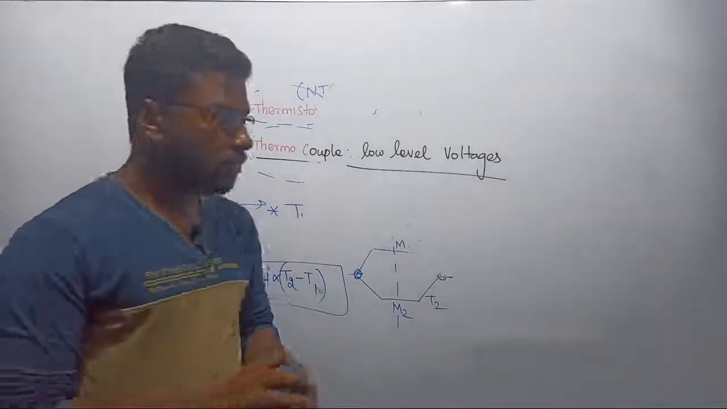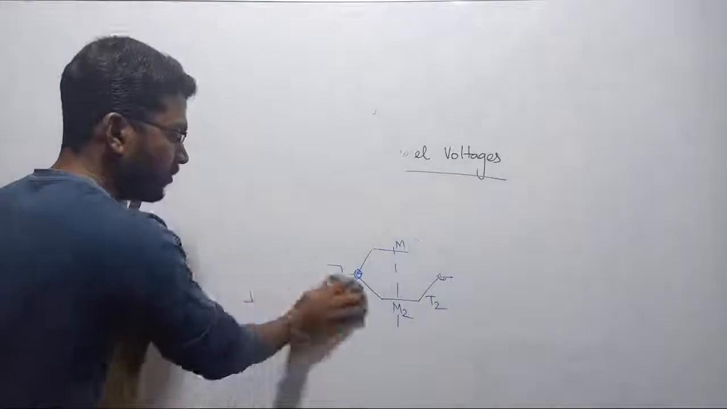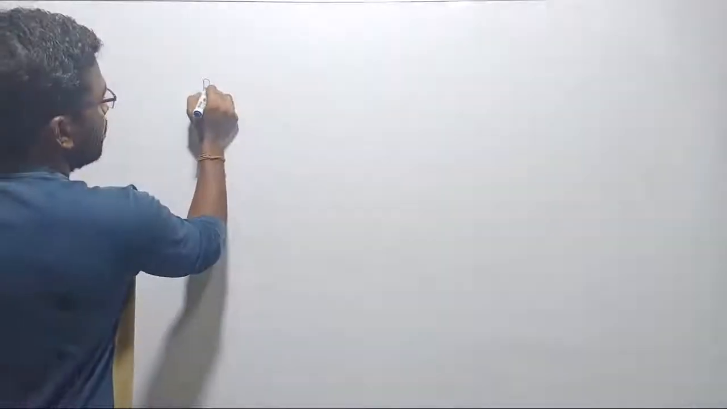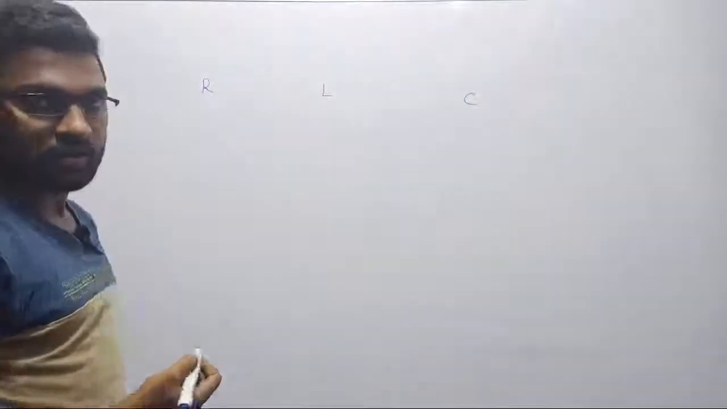Okay, now we need to discuss some other things. I told you about passive elements, right? But with passive elements, what happens is very simple. Let me teach you how to vary the value of resistance, how to vary the value of inductance, and how to vary the value of capacitor. That is called passive transducers, right?